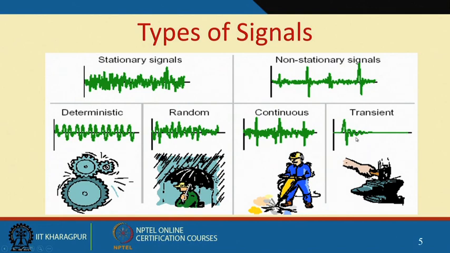So, this signal analysis can be done for all these different signals: a deterministic stationary signal, a random stationary signal, a continuous non-stationary signal, or a transient non-stationary signal. There are certain features in the signal which will characterize the signal better, and that will help us understand the condition of our machine.